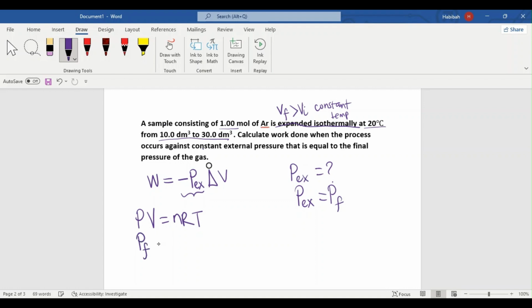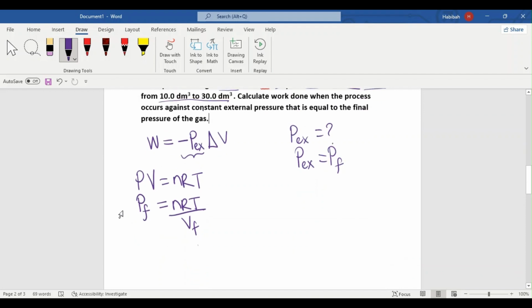So P final equals nRT, and then we put this equation in terms of P final, so that's going to be divided by V final. We're going to be using the final volume because we're looking for the final pressure. If we were looking for the initial pressure, we'd be using the initial volume. So this is the reason why I'm having V final here and I'm not picking any other volume. So we have this now.